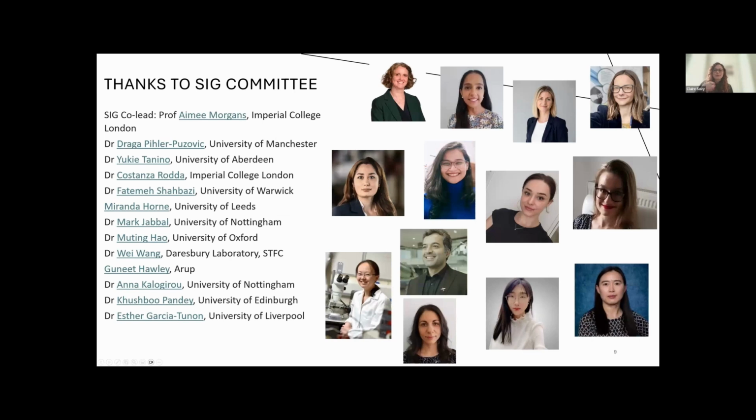I've whizzed through these slides, but just to say thank you so much to the SIG committee. These are the SIG committee members, aside from myself, who've been involved in supporting the SIG, steering its activities and coming up with what that strategy might look like. It's really great to have a broad cross-section of the fluids community involved. As you can see, it's across the whole of the UK.